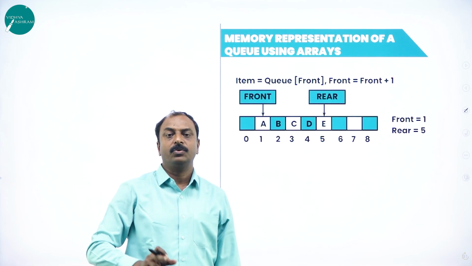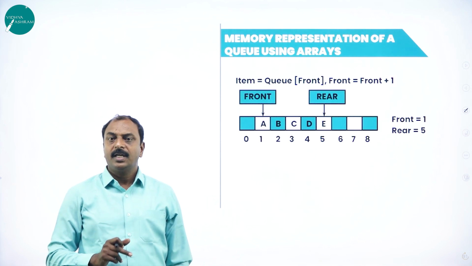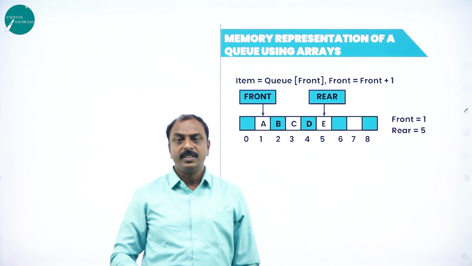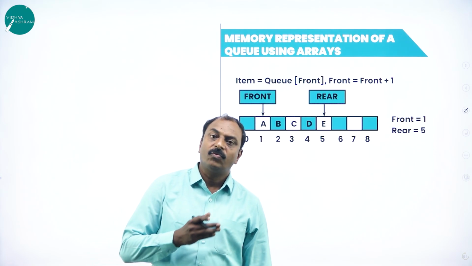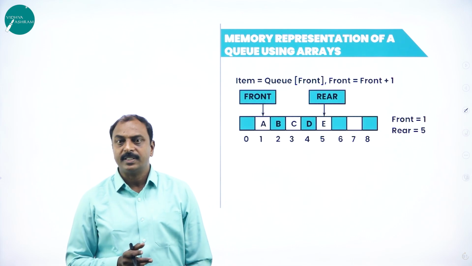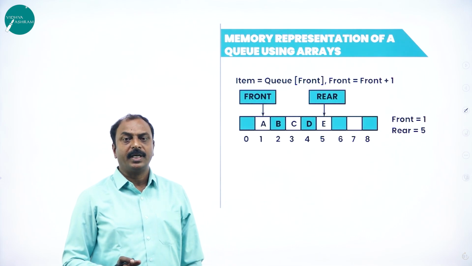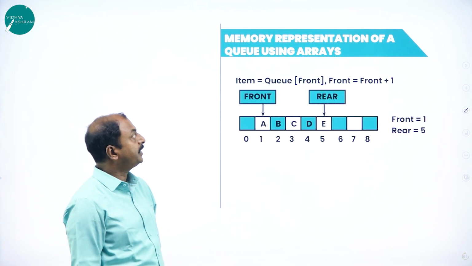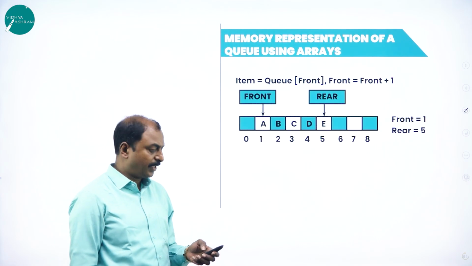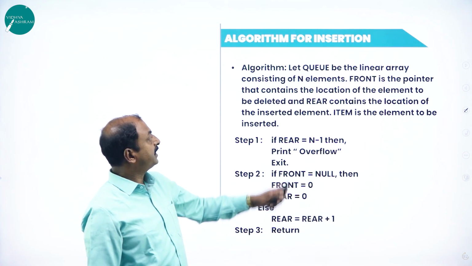So here we are using two concepts. One is rear equals rear plus 1, that is for a data item to be inserted. And whenever you say front equals front plus 1, that is the logic to remove the data item at the index front. This is how we represent a queue in computer memory. Now let us move on to the next slide.